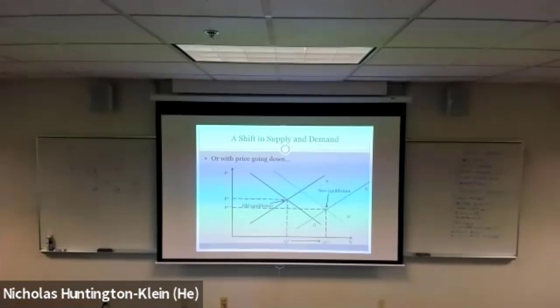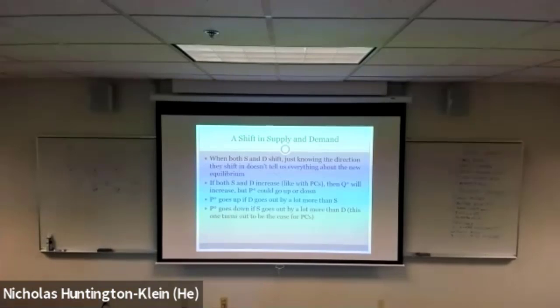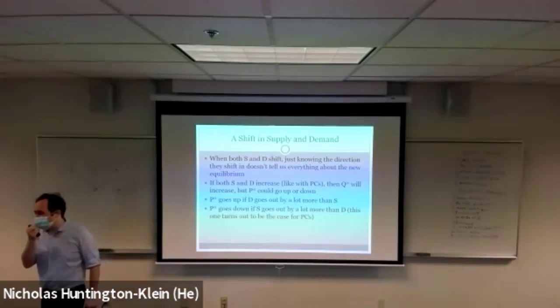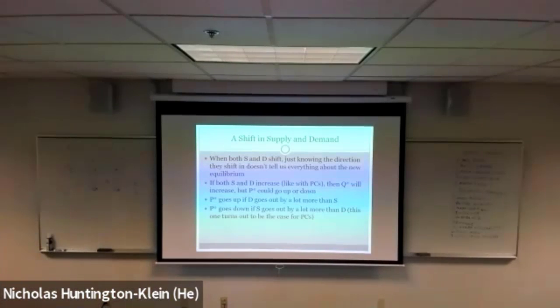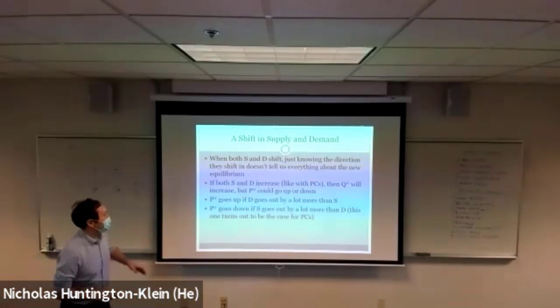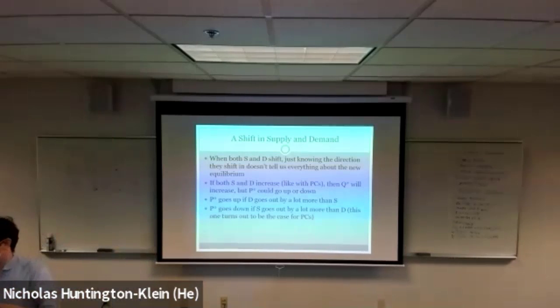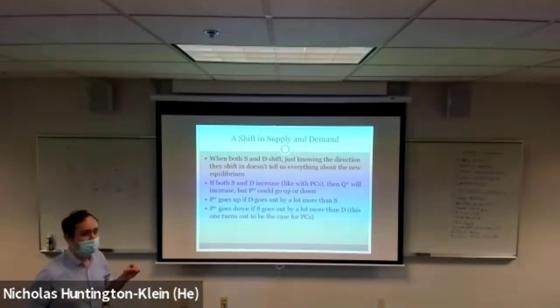So how should we draw it, right? We need to know that part as well. When both supply and demand shift, just knowing the direction that they shift in is not enough information, right? We can't just stop at knowing whether things are going to go up or down. So we're going to know one of the things. We're either going to know quantity and not price, or we're going to know price and not quantity.